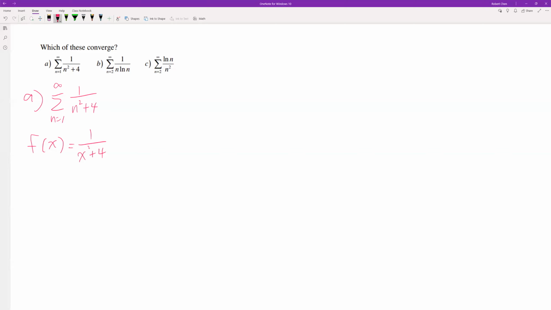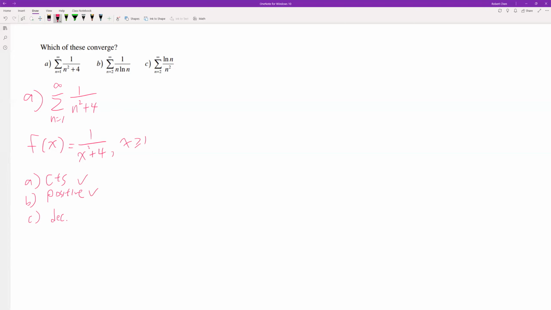And again, the three conditions you want to check: continuous, positive, and decreasing. Okay. All right, so is it continuous from 1 and up? All right, so x greater than or equal to 1. Oh, yep, check. Positive, check.